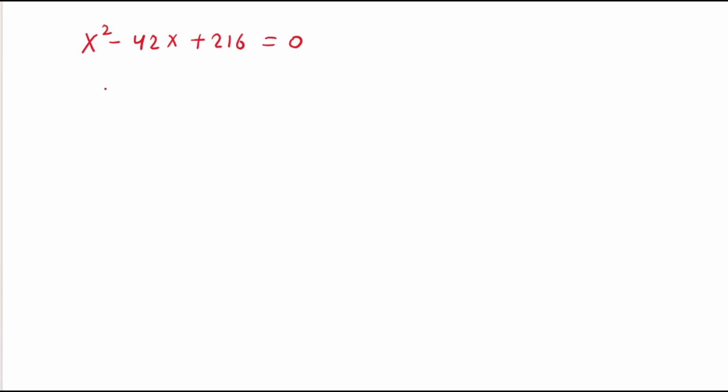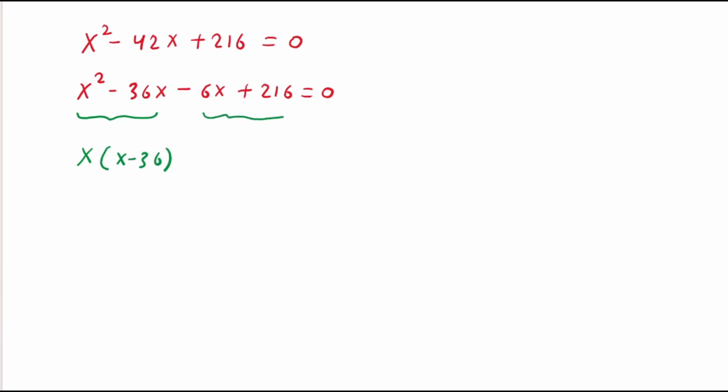Here we will apply middle term split and then find the value of x. x square - 42x is the same as -36x - 6x, plus 216 equals 0. Look carefully at the first two terms. If we take x common, then x - 36. Look at these two terms. If we take -6 common, then x - 36. Now x - 36 is common, then x - 6 equals 0.